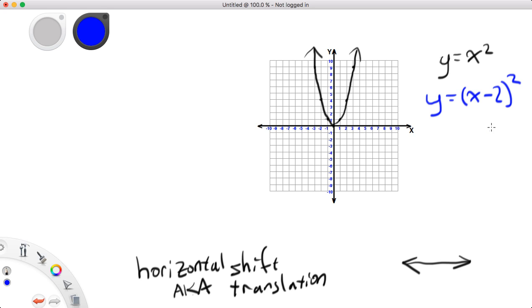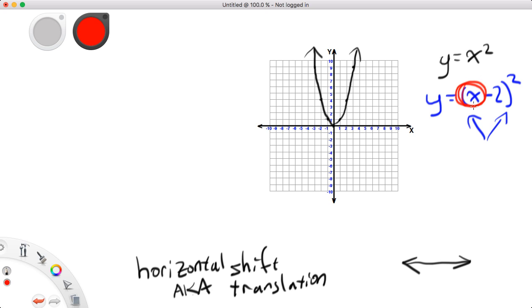We're going to make an adjustment to the equation, but instead of it being a plus or minus outside, just sitting there, the new one is going to be inside parentheses. Let me show you what I mean by that. So if I were to say y equals x minus 2 in parentheses squared, that's going to be very different than if I said y equals x squared minus 2. The fact that it's in parentheses indicates that it's a horizontal translation.